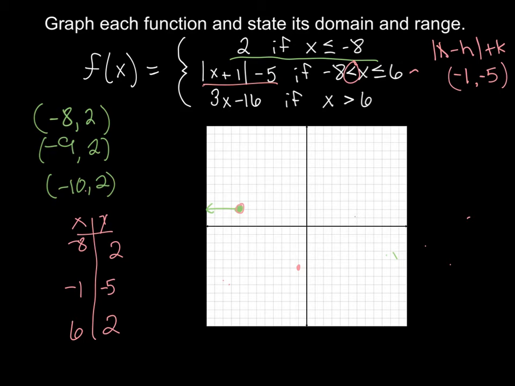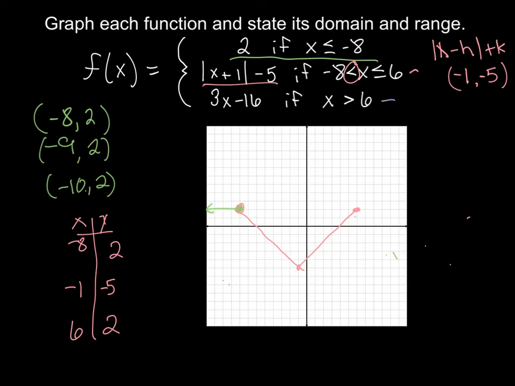Because this is negative there, that's why that should have been negative. And then 6, 2. 1, 2, 3, 4, 5, 6, 2. And here we do put a closed circle because it said less than or equal to. And then we can connect those points to form our V.